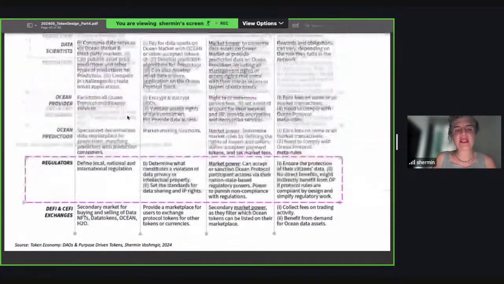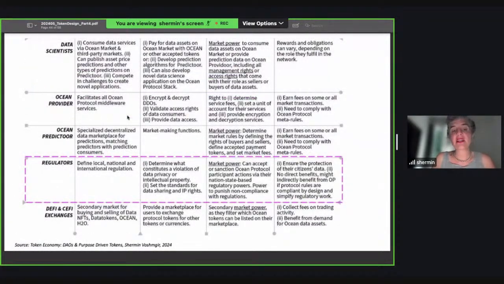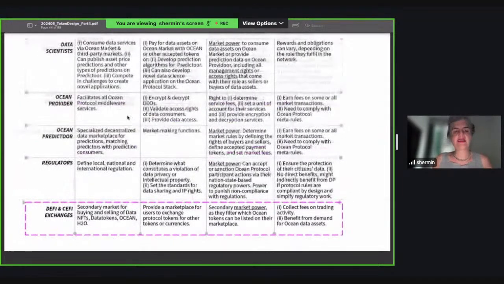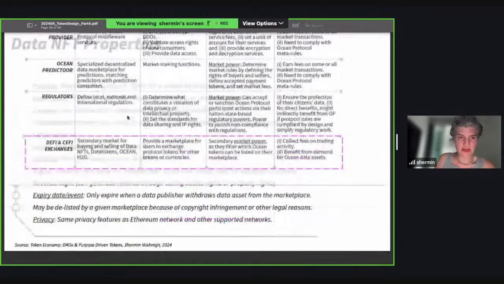Then obviously regulators, they define the regulatory framework of what is allowed on those markets. So they have a lot of market power. Also, I already talked about most of that. And DeFi and CeFi exchanges, obviously, I also talked about that.